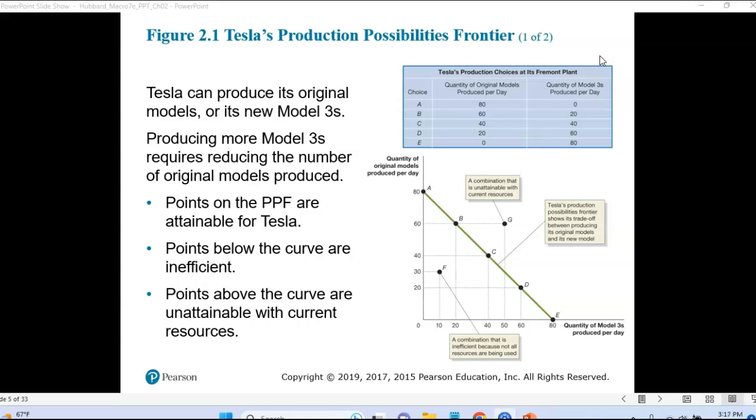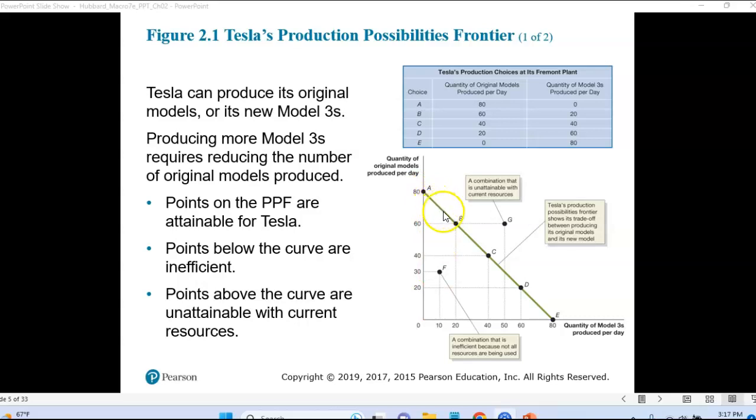So if we look at the table, we're looking at different combinations of where we can produce, if we're going to be producing either the original model or the Model 3. At point A, you notice we're producing 80 of the original model and 0 of Model 3. Now if we put all of our resources in the production of Model 3, we're going to produce 80 Model 3s and 0 original models.